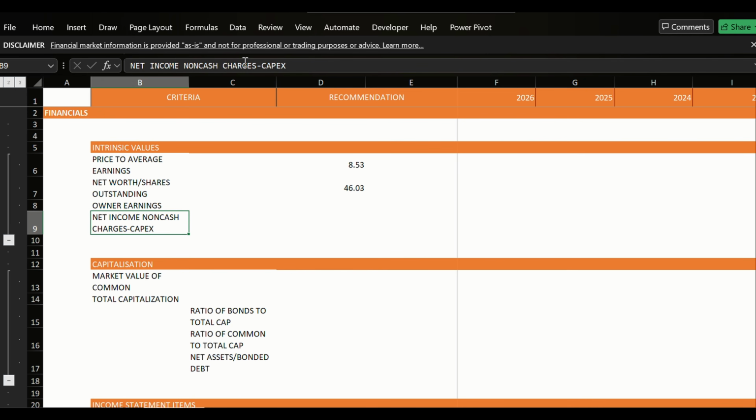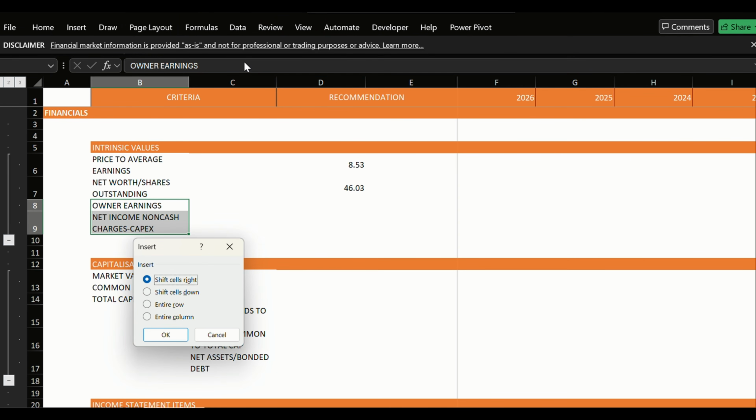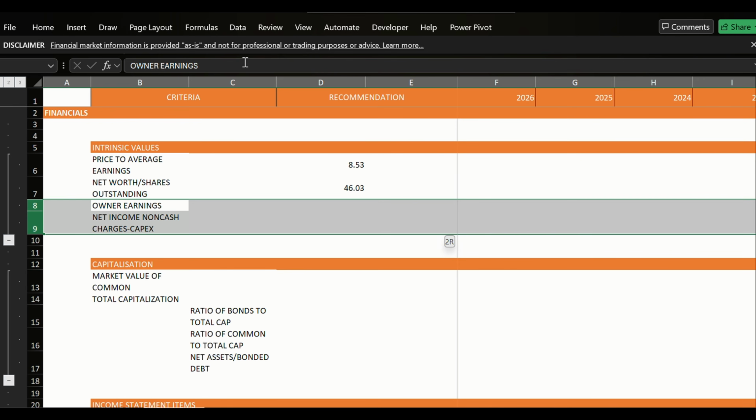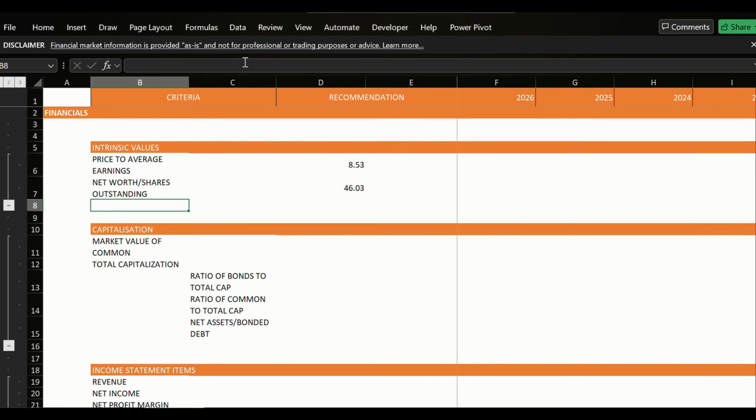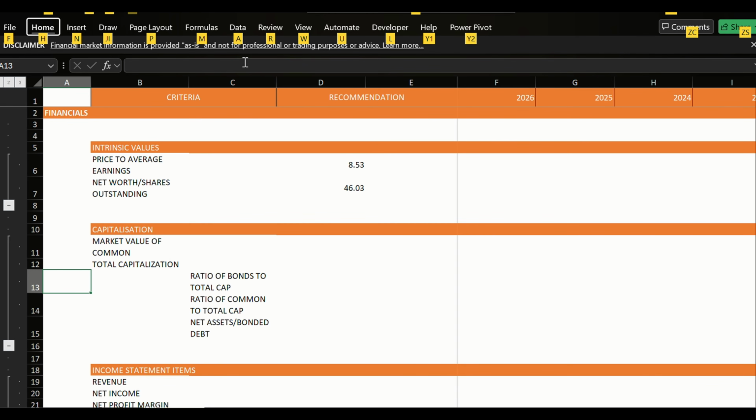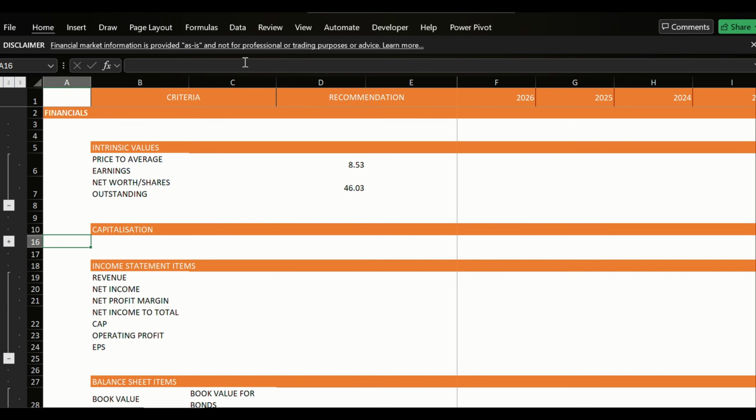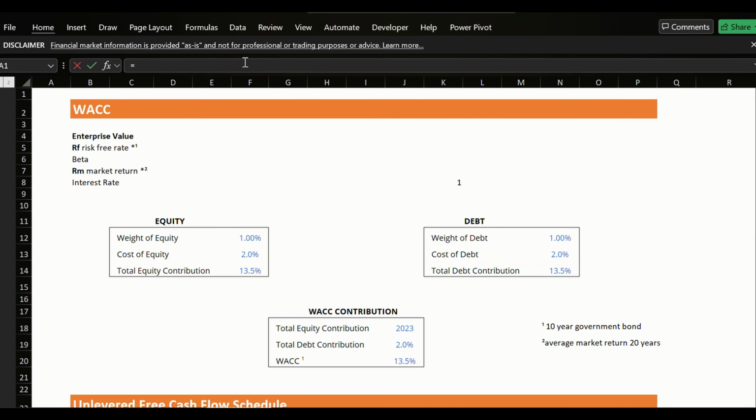Owners earnings. I think for now I won't calculate the free cash flow necessarily. I'll just take them from the valuations tab here when I'm doing the DCF. So the capitalization, I don't think that is important for now, so I'll just hide it. Income statement items, this is where the magic happens.